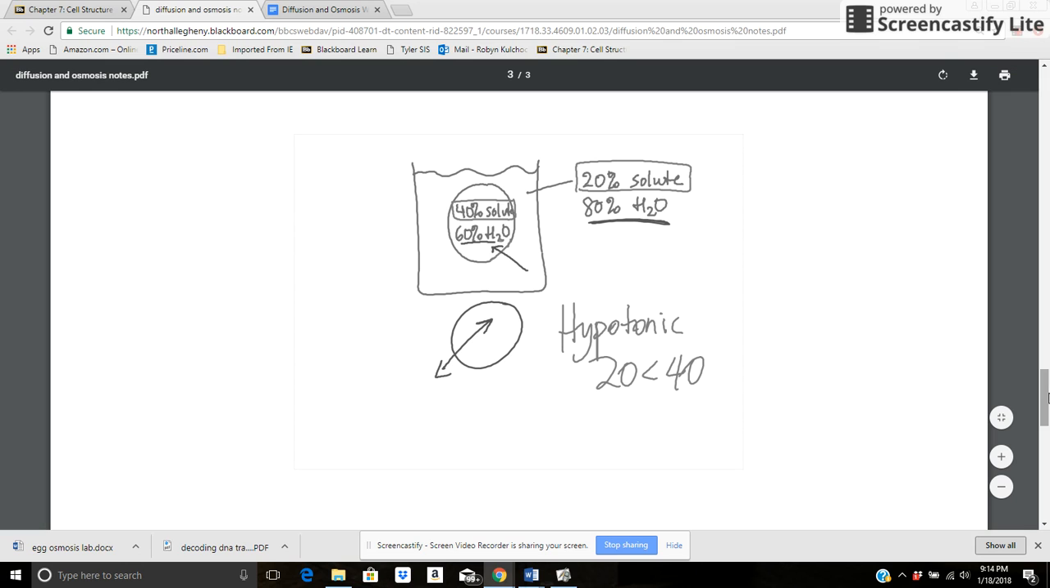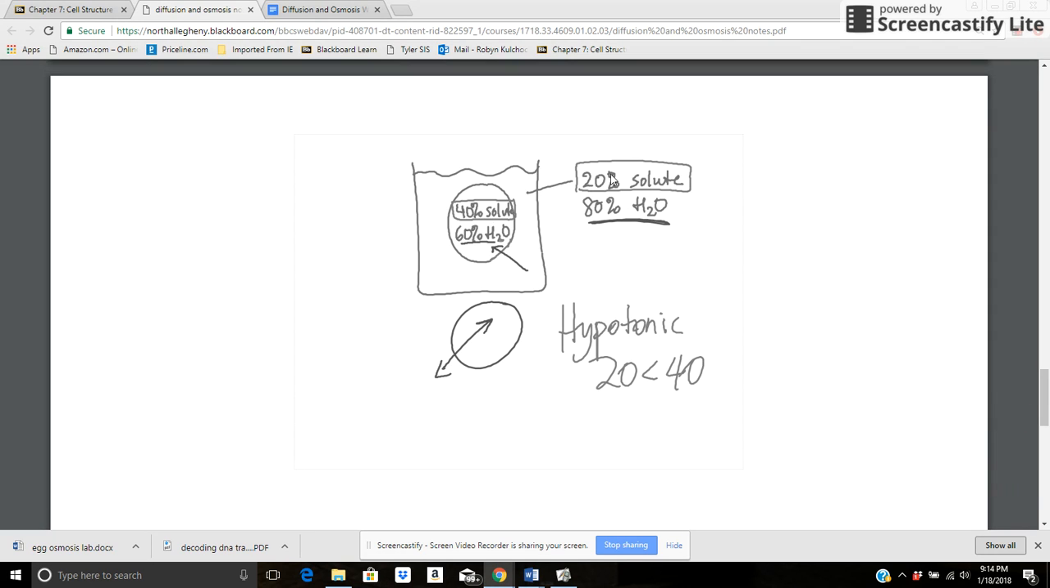Okay, so here's an example of hypotonic. If I have 20% solute in the solution and 40% in this cell, you see how 20 is less than 40, so that would make that a hypotonic solution. Okay? If we're talking about which way water will move, water is 80 out here and 60 in here, so water will move in.